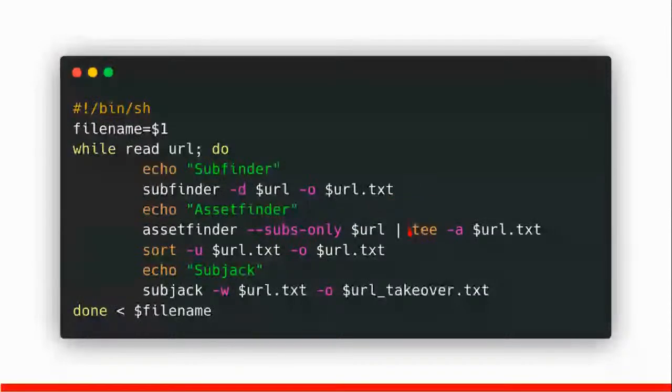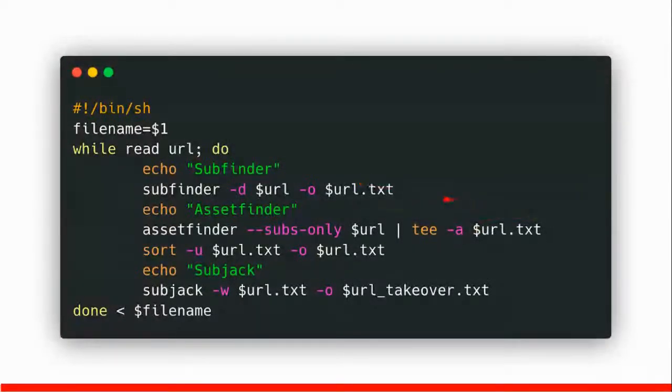Then I'll be passing it to tee. The tee command splits the output. The first one is written to your file, and the next one goes to your command line. So tee -a, which means append. We want to append our subdomains to this url.txt file. That's why -a. Otherwise, it will be overwriting that file.